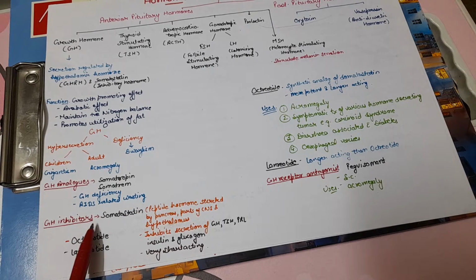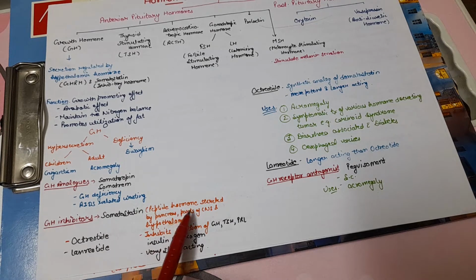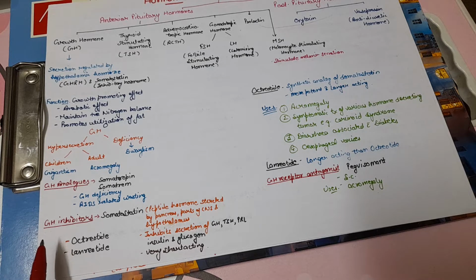Next are growth inhibitors. The naturally occurring growth inhibitor is somatostatin. It is a peptide hormone secreted by the pancreas, parts of the CNS and the hypothalamus. Somatostatin inhibits secretion of growth hormone, thyroid stimulating hormone, prolactin, insulin and glucagon, and it is very short acting. So congeners which are long acting were synthesized. One is octreotide and another is lanreotide.